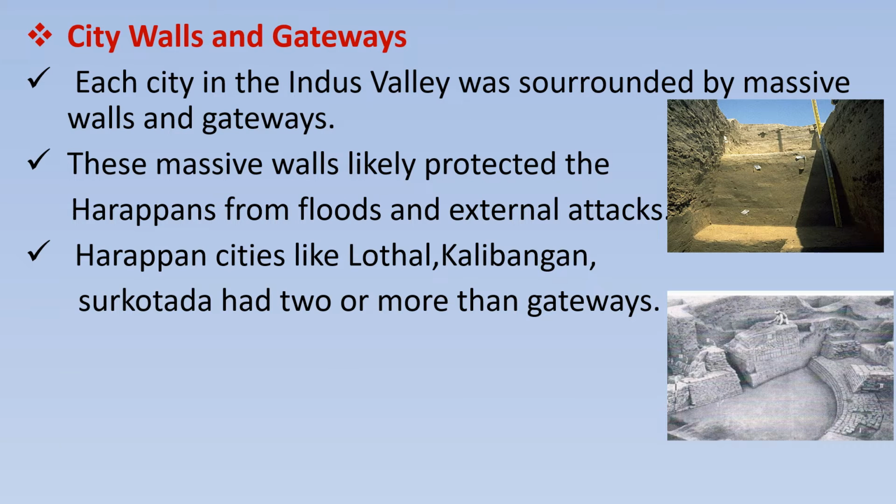City walls and gateways. Each city in the Indus Valley was surrounded by massive walls and gateways. These massive walls likely protected the Harappans from floods and external attacks. Harappan cities like Lothal, Kalibangan, and Surkotada had two or more gateways.